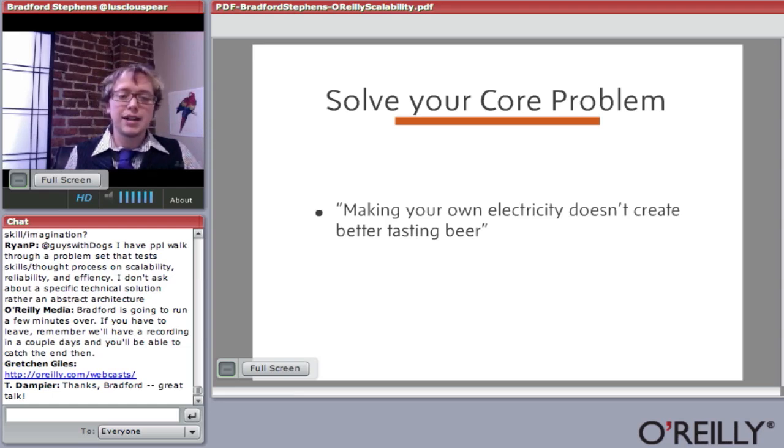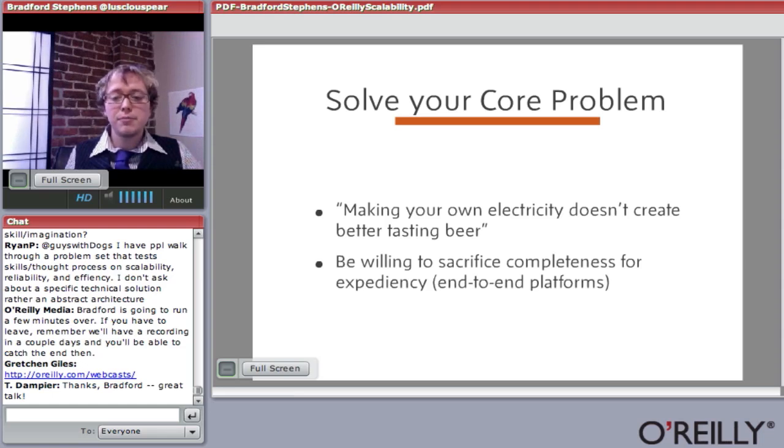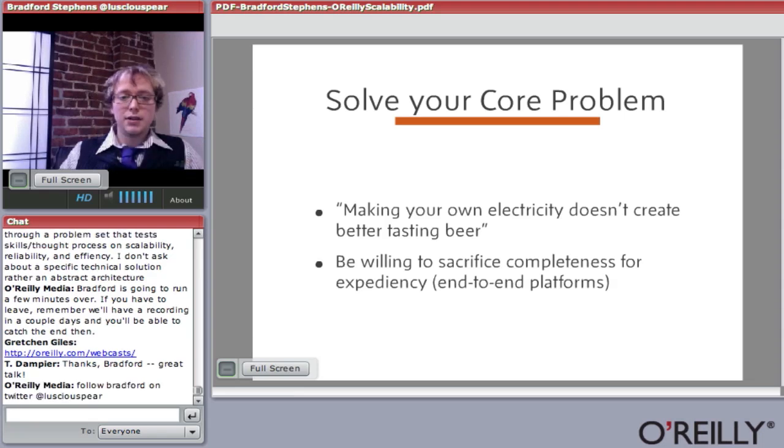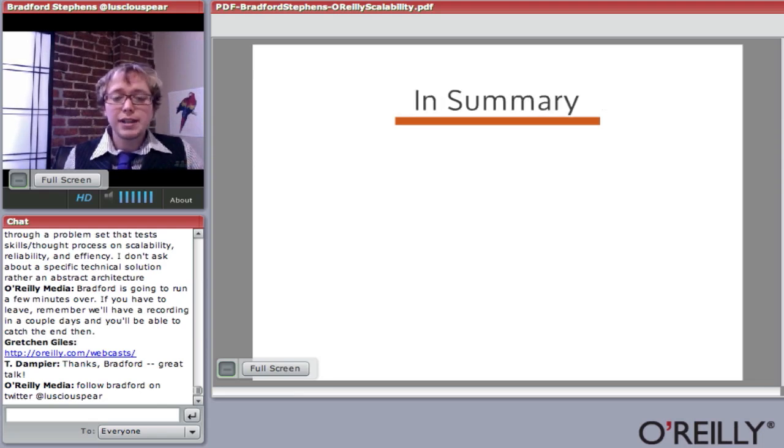Don't have the nerd pride that I see so much here in Silicon Valley, where you want to build everything yourself, because something that solves 90% of your problems is going to have a 10 or 100x impact on saving you time and money. This is something we talk about a lot with our customers at Drawn to Scale, and that you should look at when you're rolling out things like Hadoop: be willing to sacrifice that 100% absolutely perfect problem solving for keeping it fast and simple. End-to-end platforms are good.